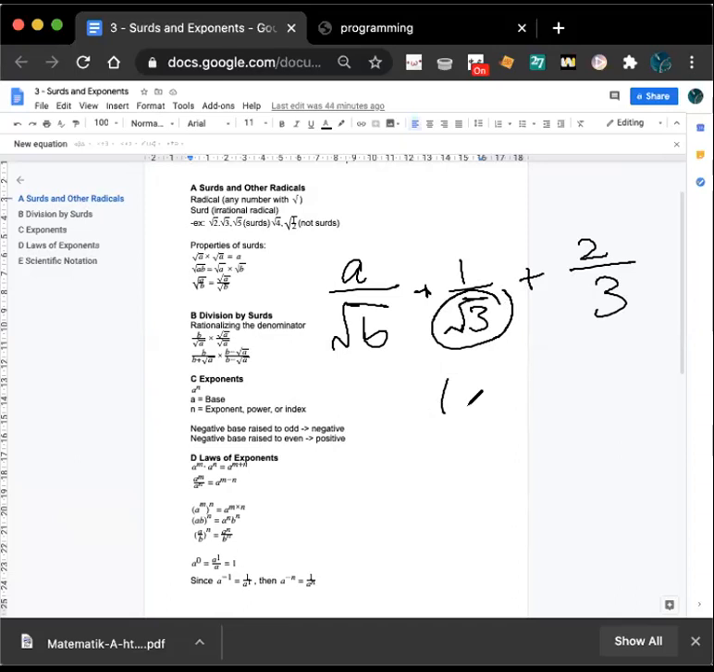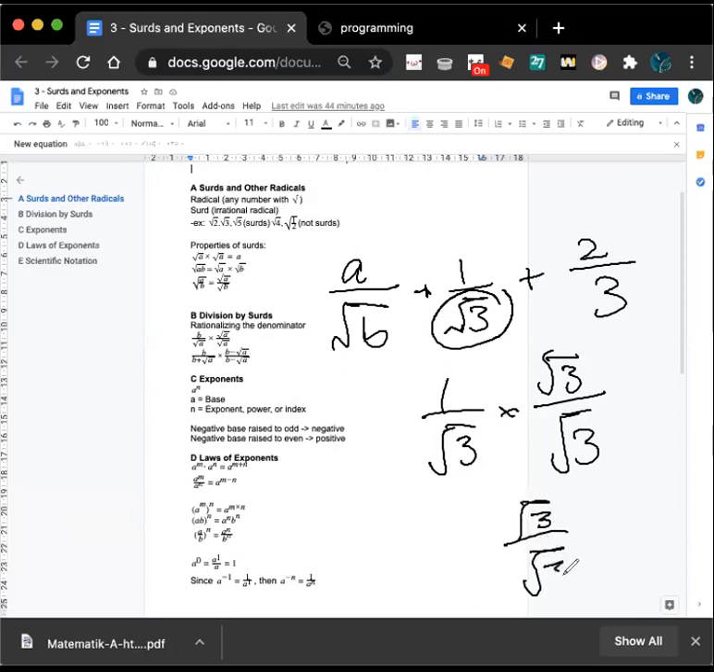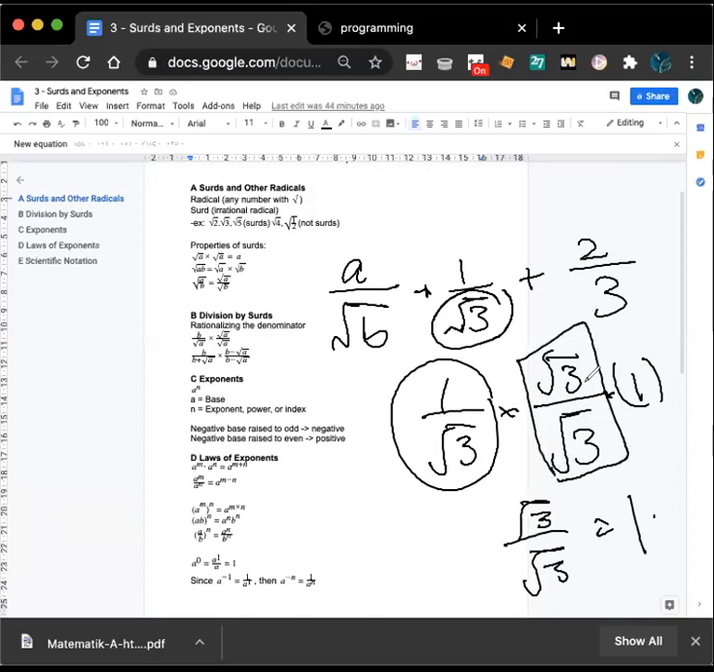You would want to remove the surd because it's underneath. An easy way to remove it is by multiplying it with square root of 3 over square root of 3, so a surd of itself. The reason you can do this is that square root of 3 over square root of 3 equals 1. So it's like multiplying this by 1, but in the form of a surd. It's the same thing as writing 4 over 4 equals 1. It's just one of those algebraic manipulations.